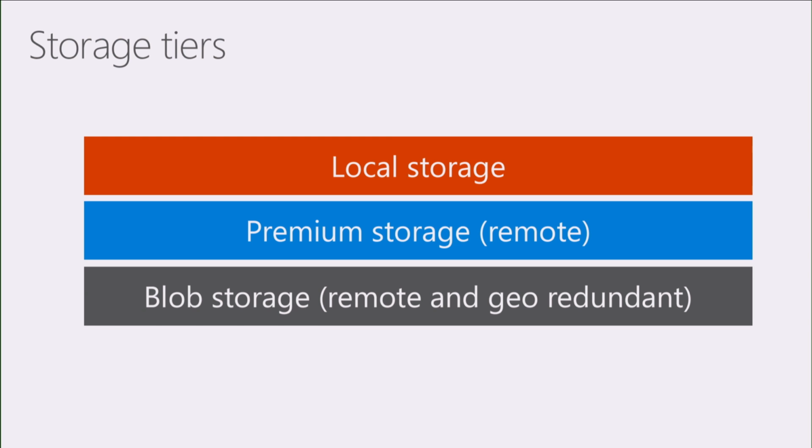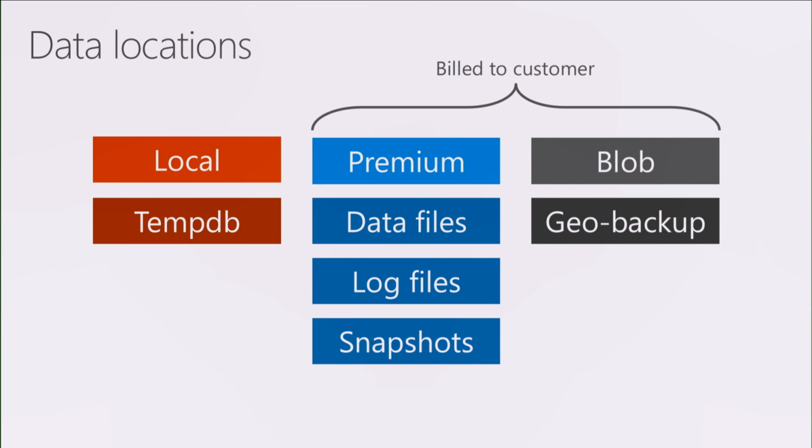So in terms of the storage tiers, we have the local storage tier, we have the premium storage tier, which is the remote storage tier, and again, any instances lying in GA regions today are running on premium storage. And then we have the blob storage tier, which is your geo-redundant storage. In terms of the actual data that lies in each tier, we have your tempDB lying in the local storage tier. We have your data files and log files, so your MDF and LDF files, and your snapshots in the premium storage tier. And then you have your geo backups within the blob tier. Also note that everything in the premium tier and the blob tier is what we are charging you for in terms of storage.